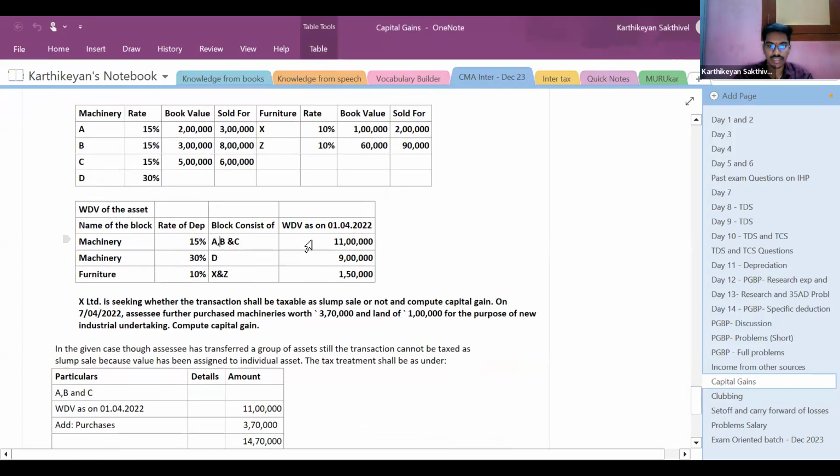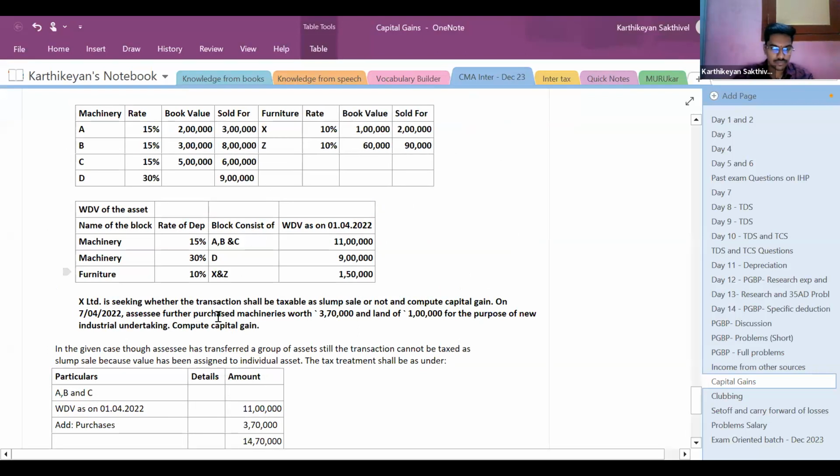3 machineries are there. It includes the WDV of 11 lakhs. For machinery D, the WDV is 9 lakhs. For furniture X and Z, the WDV is 1.5 lakhs. So these are sold for 3 lakhs, 8 lakhs, 6 lakhs, and 2 lakhs and 90,000 respectively. Right. So this one is also for 9 lakhs. I just messed it up. Yeah, so this machinery D is also sold for 9 lakhs.